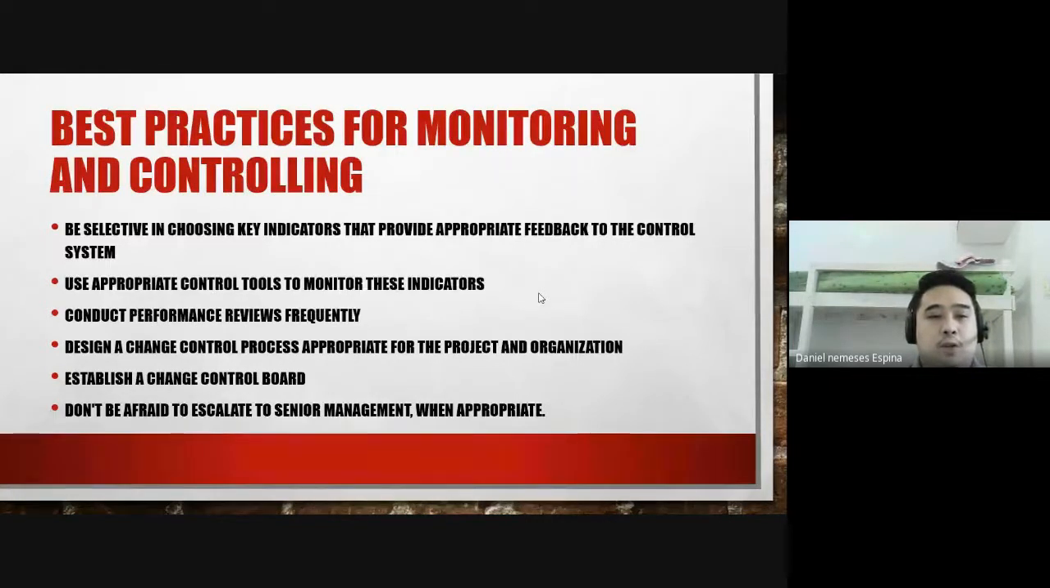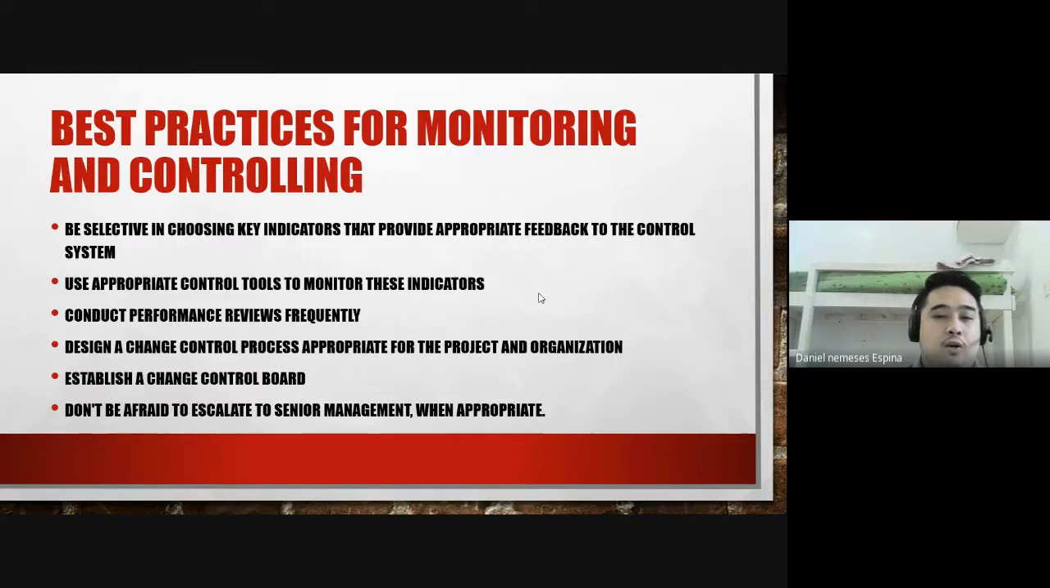Use appropriate control tools to monitor these indicators. Okay, so you have the risk register, the stakeholder register, the quality plan, the time plan. This can be used as your control tools. Conduct performance reviews frequently. Design a change control process appropriate for the project and organization. Of course, the change control process must also follow the policies in the organization.